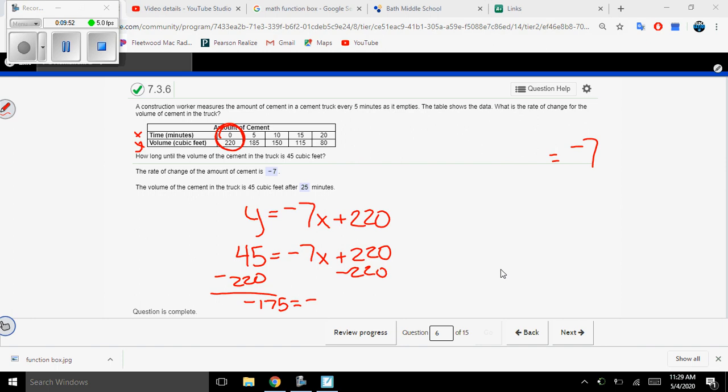equals negative 7x. And then at this point, what am I going to do? I'm going to divide both sides by negative 7. And when I divide both sides by negative 7, x turns out to be 25, all right? Which is exactly what we said the answer was right there. So we obviously want you to be able to do it with a table, but long story short, we'd like to see you eventually get it to be able to pop it into an equation, all right? All right, that should do it then for 7-3.